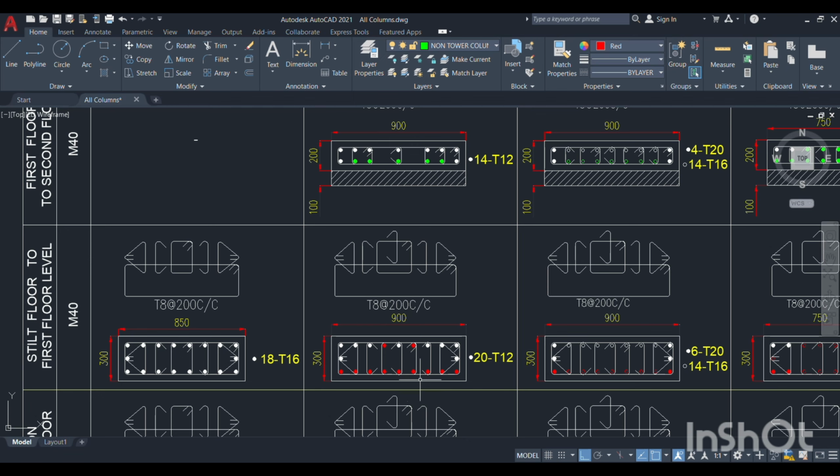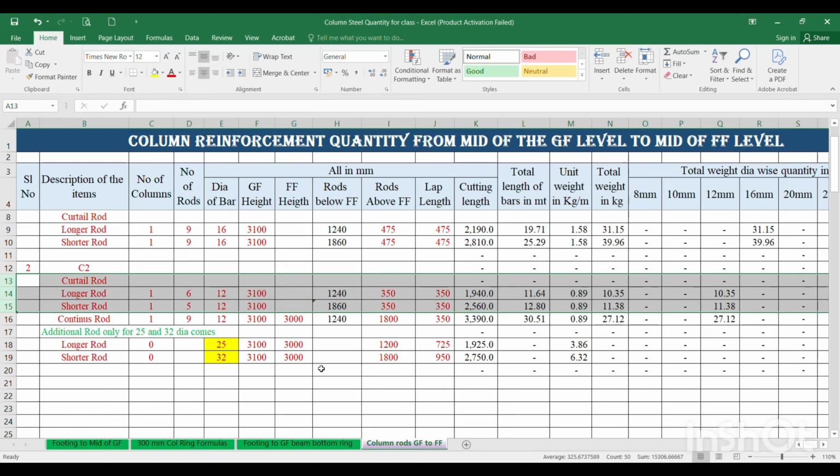Then a total of 9 plus 2, total 11 rods, are going to curtail in this floor level. So those 11 rods I need to take. Out of 11 rods, I am taking 6 rods as longer rods and 5 rods as shorter rods, and the dia of the rod is 12 mm, and the ground floor height is 3100 mm. These rods are not going to the first floor level, that's why I am not entering the first floor level.